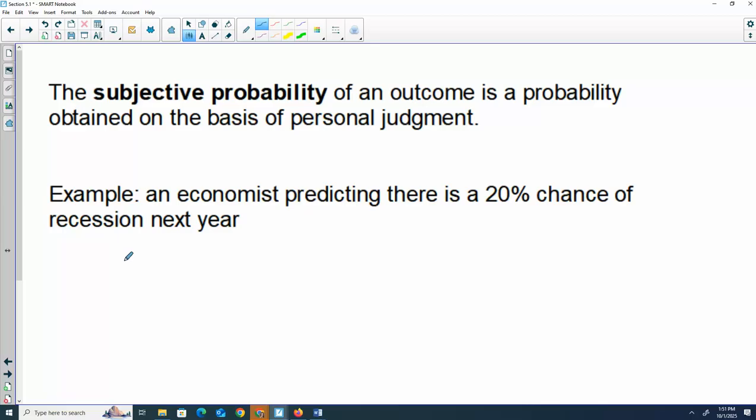Those are the 3 types of probability. Do you guys have any questions? Okay.